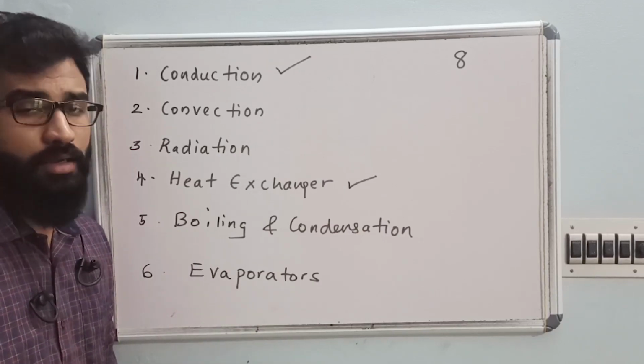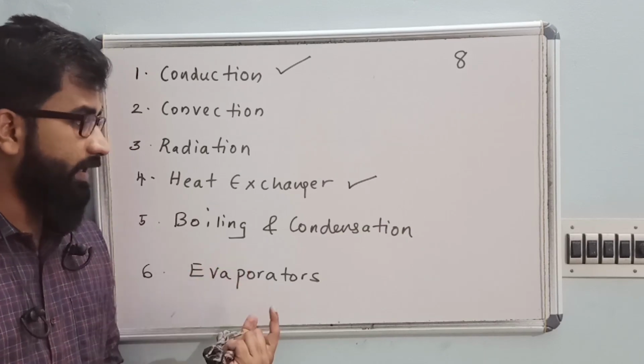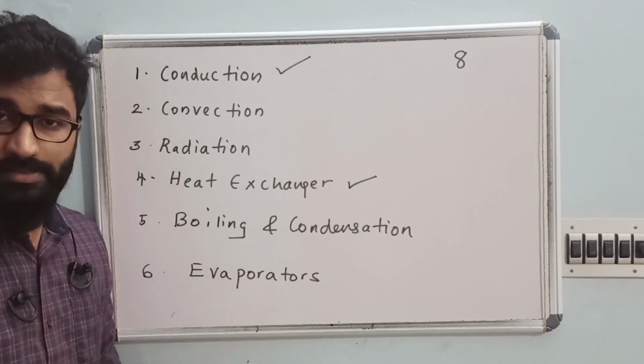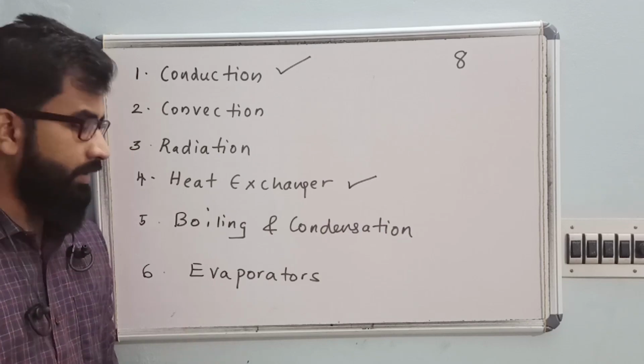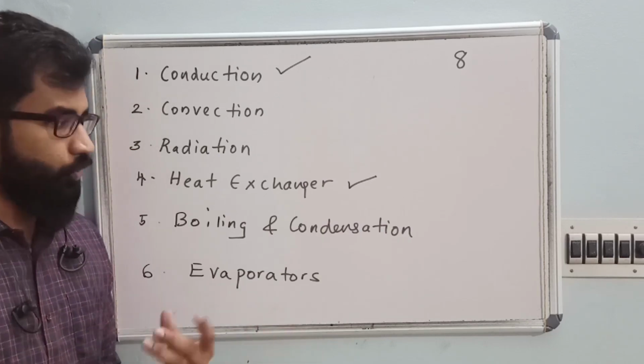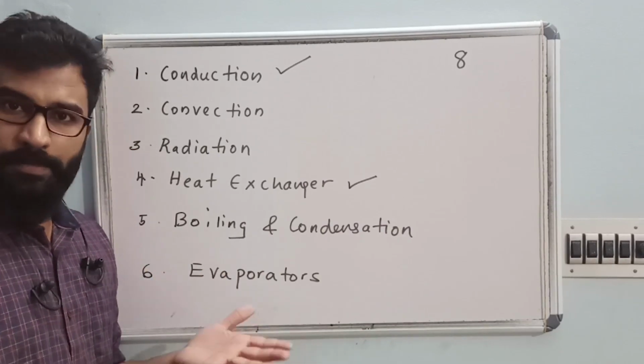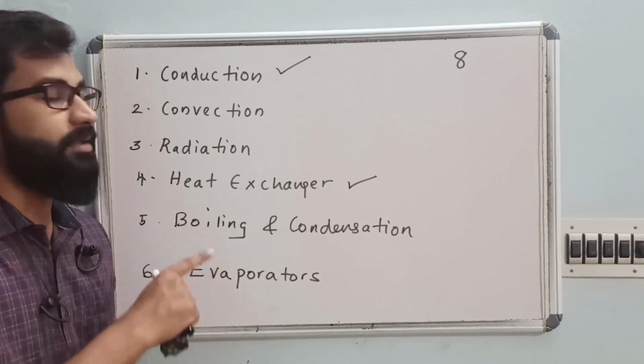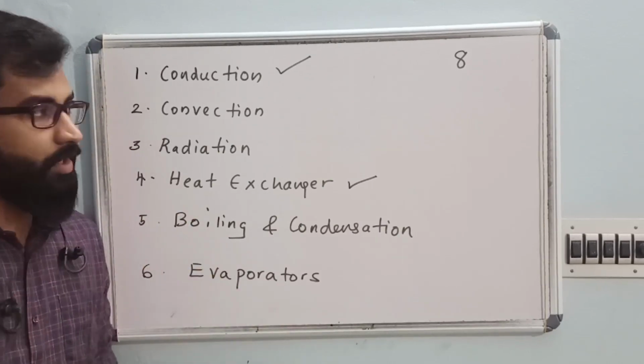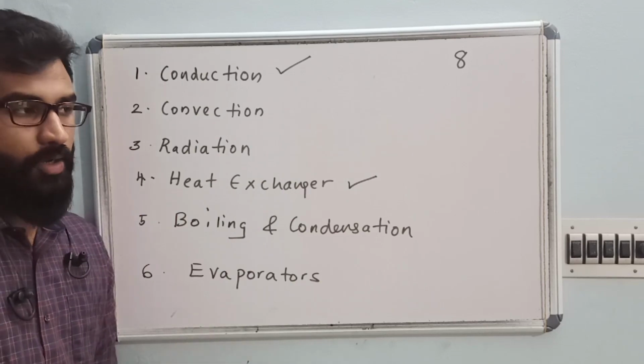Then we are having topics like convection, radiation, boiling and condensation, evaporator, etc. So maybe in 2-3 years there will be a question from evaporator, right? In 2-3 years there will be a question from condensation, right? But every year there will be one question from heat exchanger and convection. That is for sure, right? Out of this 8 marks. I hope that is clear.